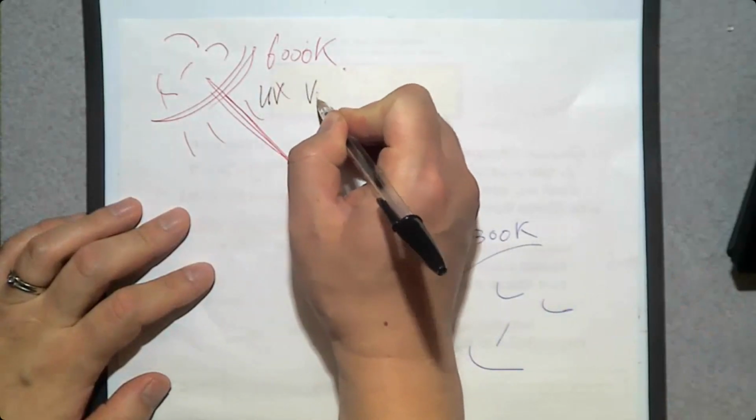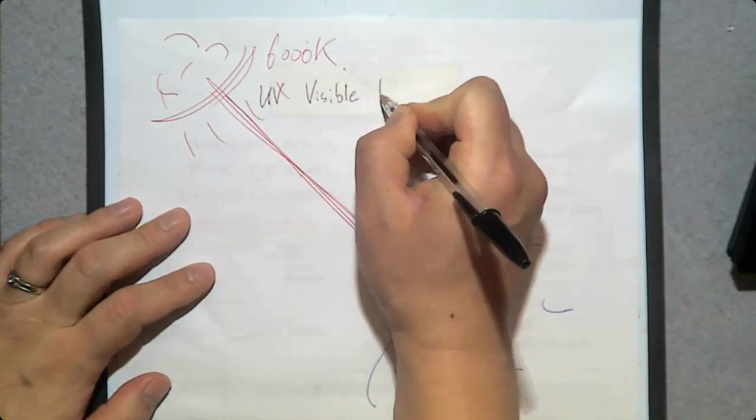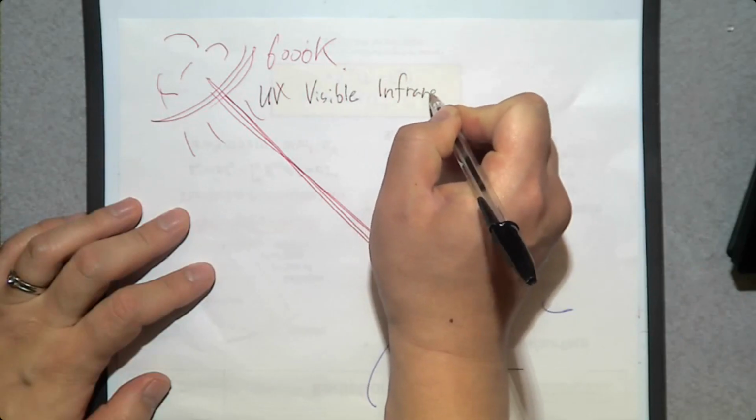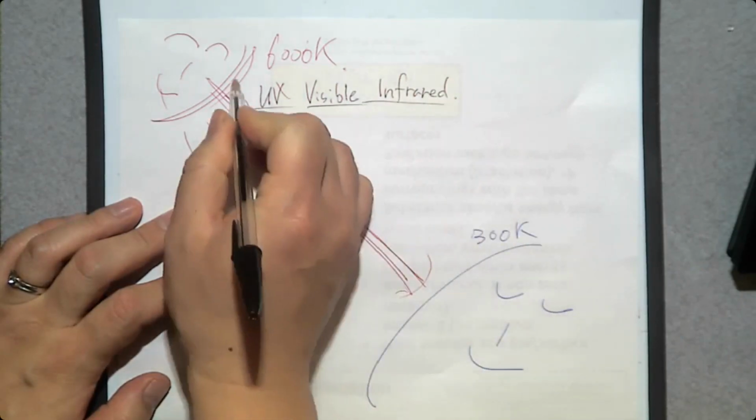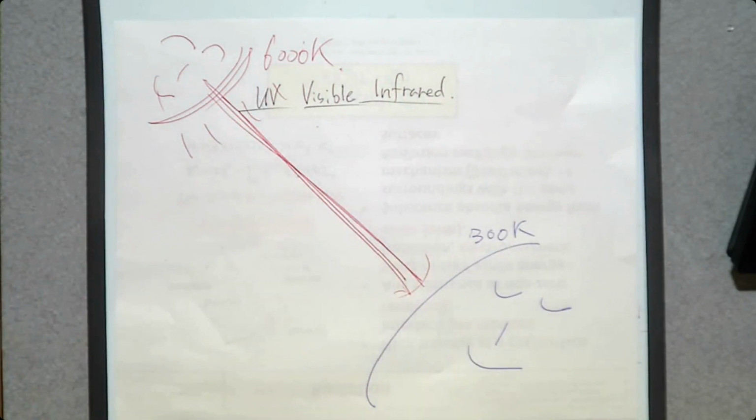UV, visible light, and infrared, all of them coming to the earth. What about the earth? Can this one emit radiation in the form of UV? No, because the temperature is low. What about visible light? No, because the temperature is low. Only infrared.